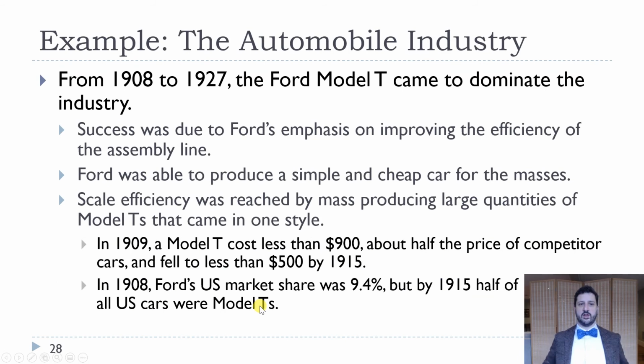So if we think about the automobile industry, we talked about this in class a little bit. The Ford Model T basically dominated the industry between 1908 and 1927 by getting these economies of scale, right? And getting this efficiency. So the price fell from $900 to $500, and their market share went from a little under 10% in 1908 to about half of the market in 1915.